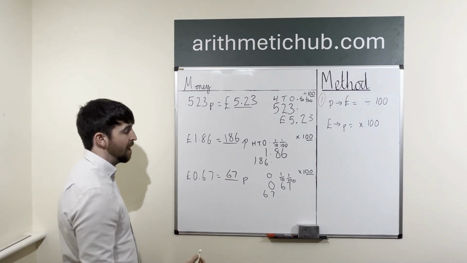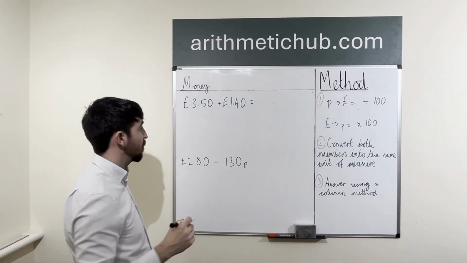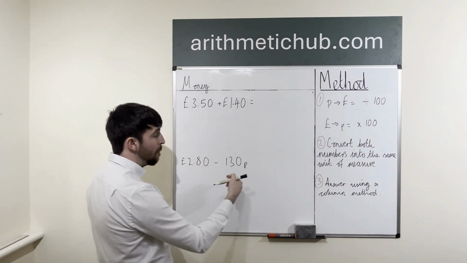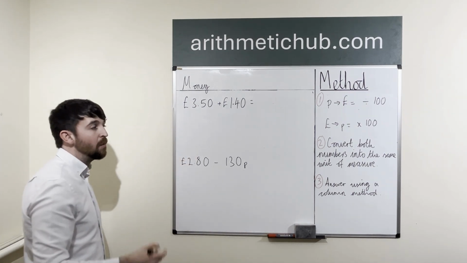We're going to use that to answer some more complex questions now. Okay, so now we've got some questions that look like this. £3.50 add £1.40, or £2.80 minus 130p. So the method's changed slightly. Let's check in with what the method says.